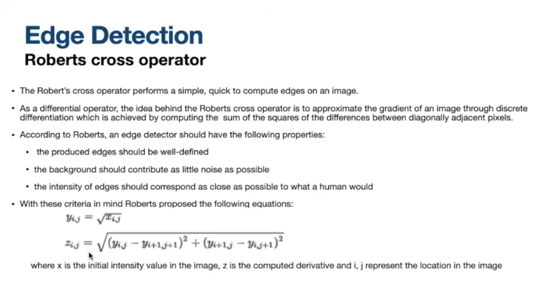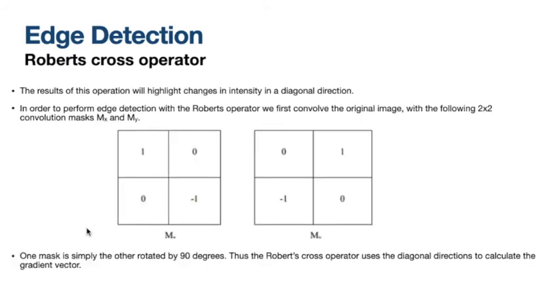So z_ij is the computed derivative, which is the root of (y_ij minus y_i+1,j+1) the whole square plus (y_i+1,j minus y_i,j+1) the whole square. And y_ij will be equal to the root of x_ij, where x is the initial intensity value in the image. The result of this operation will highlight the change in intensity in the diagonal direction.